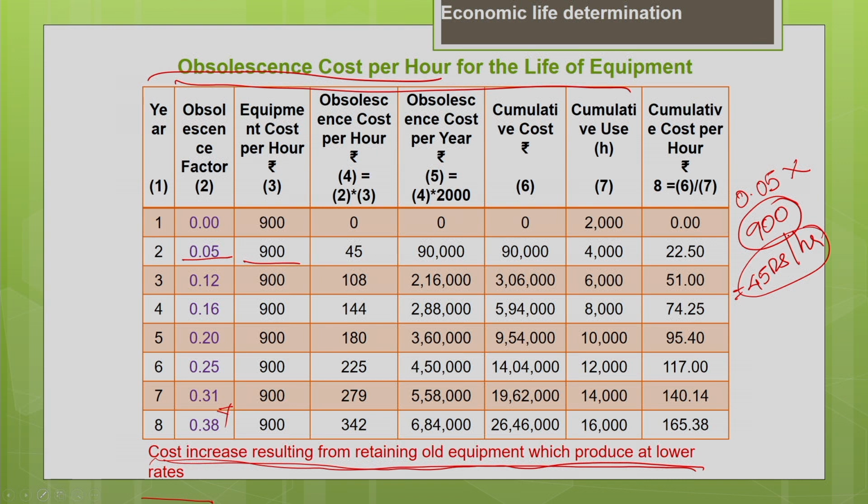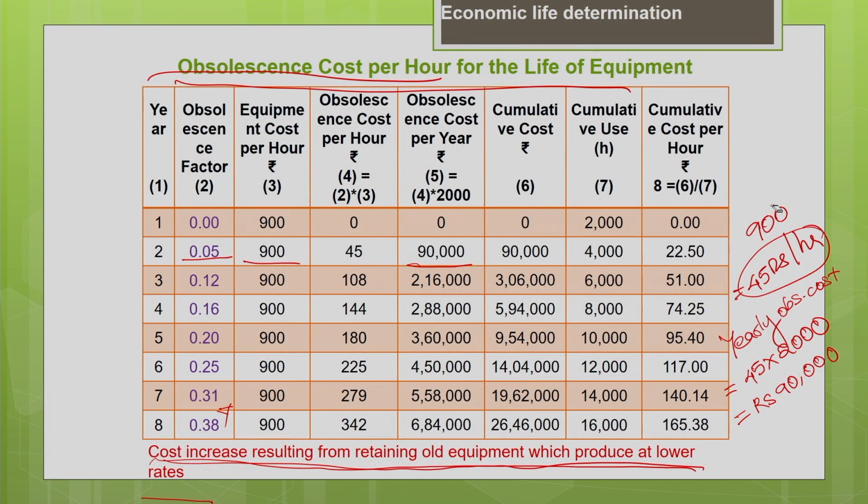Okay, so this is on an hourly basis. Now you have to calculate for the entire year. So the yearly obsolescence cost for the first year is 45 multiplied by 2000. So 45 multiplied by 2000 gives you the obsolescence cost as 90,000 for the first year.